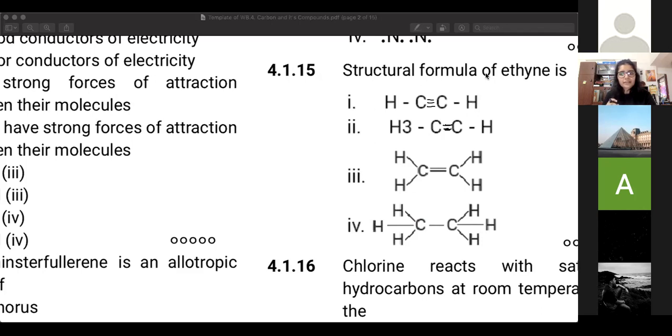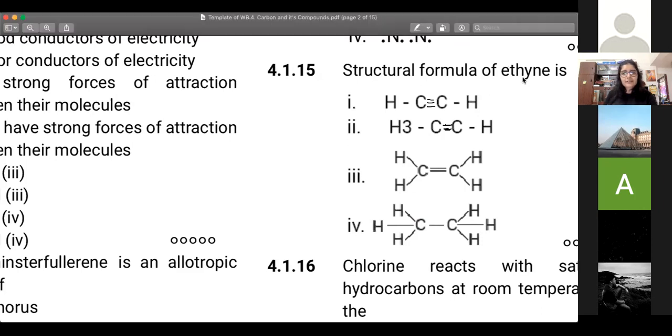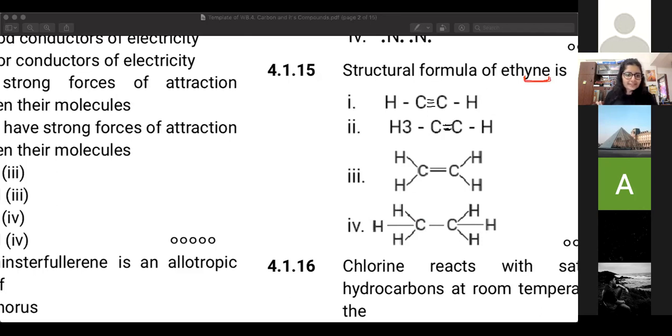Divya, correct. Aditya, the question is asking for ethyne. So if there is no Y, check the table. What should be there in the structure? Anirban, yes. Rishita, yes. Neki, yes. Sarah, yes. Aditya, you got it now. So YNE means it's an alkyne, so a triple bond should be there. This is the correct option.